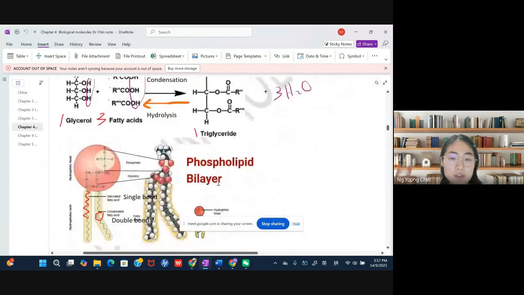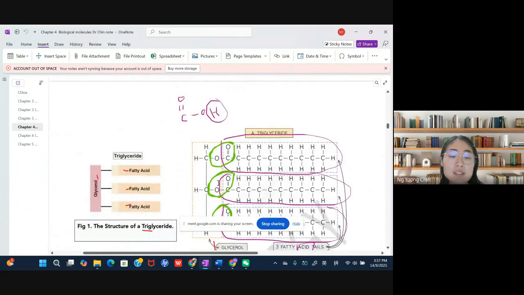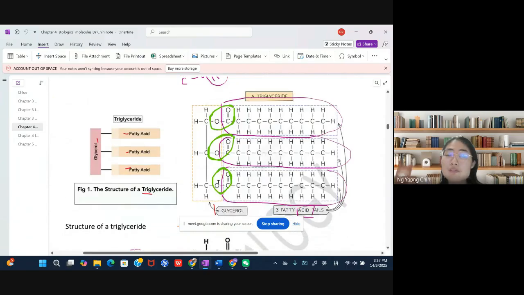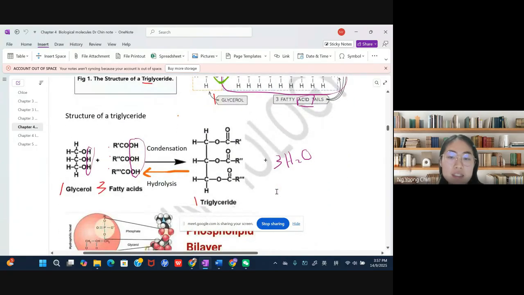Okay, and then we talk about the fats, right? So you already know that if we want to have 1 molecule of triglyceride, this triglyceride is composed of 1 glycerol and 3 fatty acids. See, those are the 3 fatty acids, okay? And then fatty acids, right? I think I told you.